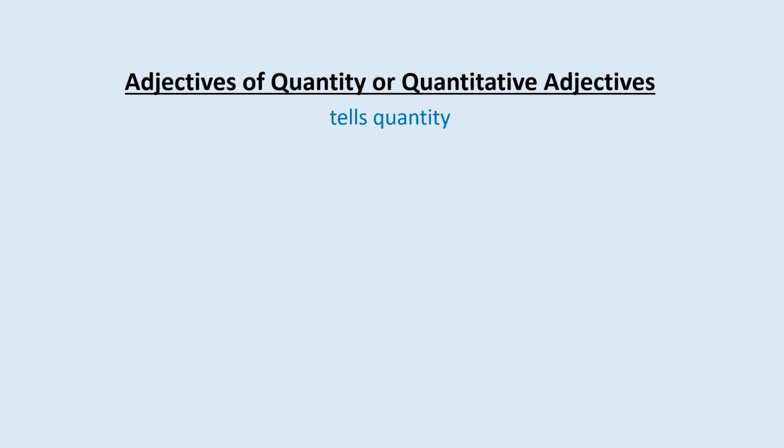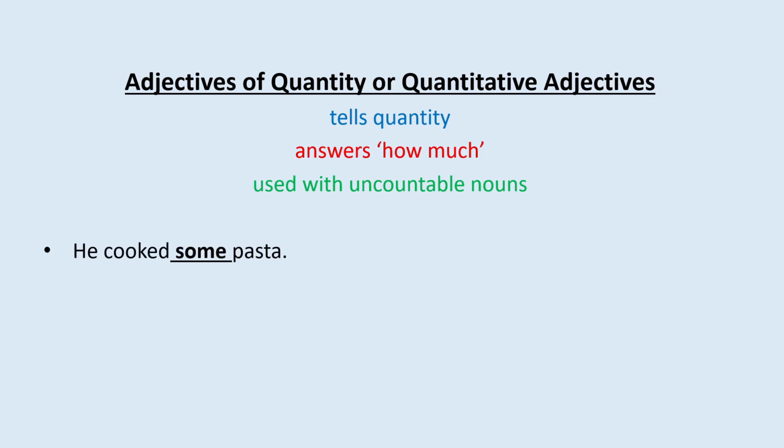There are two ways to identify adjective of quantity. First, it answers how much anything is, and it is used with uncountable nouns. So adjective of quantity answers how much and it is used with uncountable nouns. For example, he cooked some pasta. How much pasta did he cook? Some. And pasta is an uncountable noun, so some is an adjective of quantity. The word some is telling the quantity of pasta.